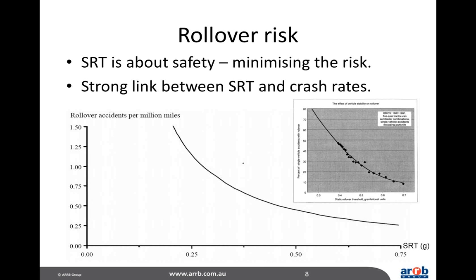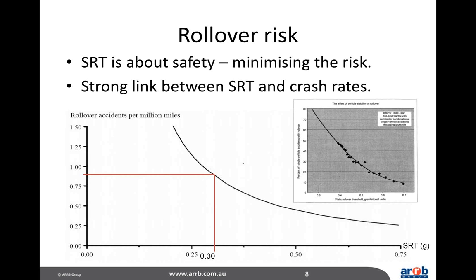Their crash rates are there and their static roll thresholds are plotted as well. So you can see towards the end where they have a static roll threshold of 0.7 Gs, the crash rates are down below 10, that represents less than 10% of the vehicles that were involved in rollover crashes. 0.7 Gs means that it takes 0.7 times the force of gravity acting sideways to roll a vehicle over.